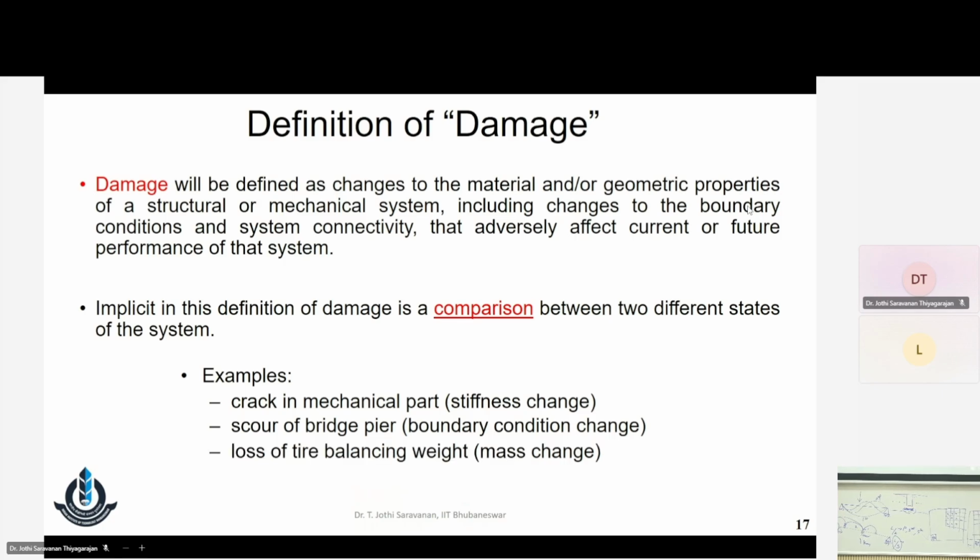Then you have loss of tire balancing weight. This is a mass change. We are not much concerned about this mass change in civil. We are more concerned about the stiffness change. If you have read many papers, no one talks much about the mass change problem.